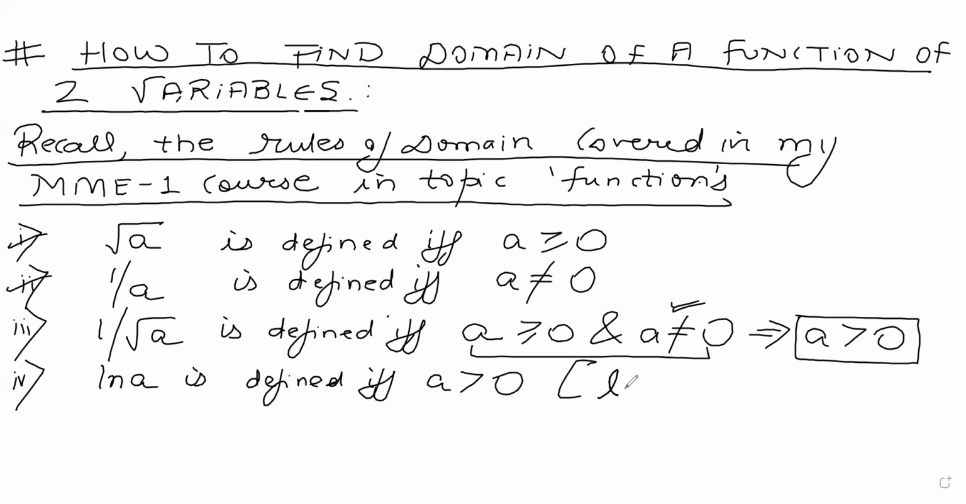Because all of us know from the MME 1 course, ln 0 is minus infinity, where ln denotes natural logs. Ln 0 is equal to minus infinity. So the ln function is well defined only if A is strictly positive. All this was covered in the MME 1 course in my lectures on the topic functions. I am revising it again in this lecture so that we can solve questions now, but for functions based on two variables.